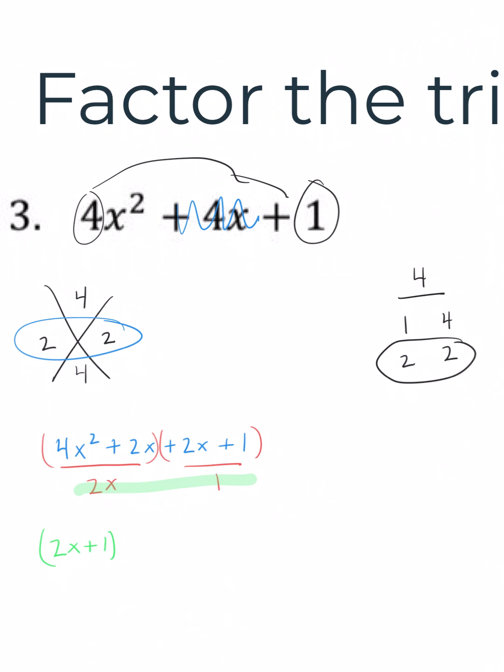And then I'm going to take that second piece, and I'm just going to divide out whatever I can divide out of there. Okay, so 4x squared divided by 2x is going to give me a 2x. And then 2x divided by 2x is going to give me a positive 1. And when you look at those, I have 2x plus 1 and 2x plus 1. So I'm going to say 2x plus 1 squared.